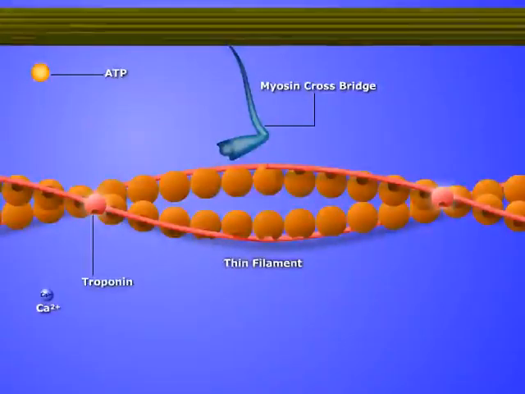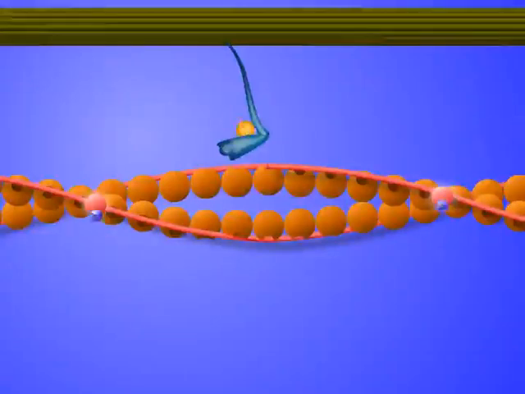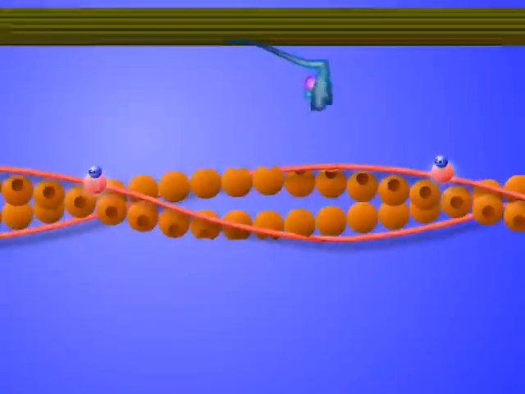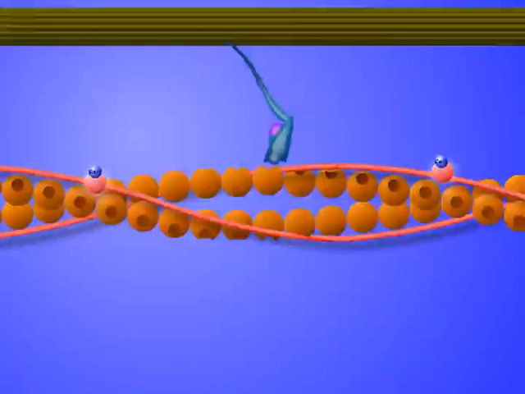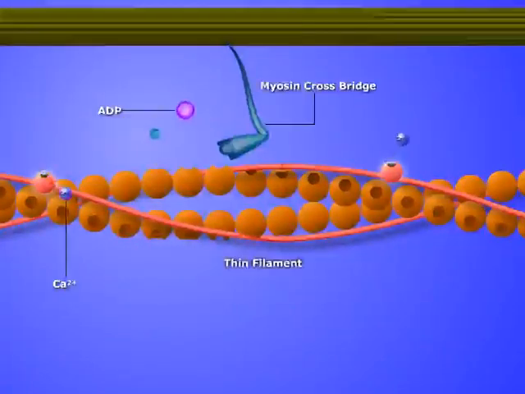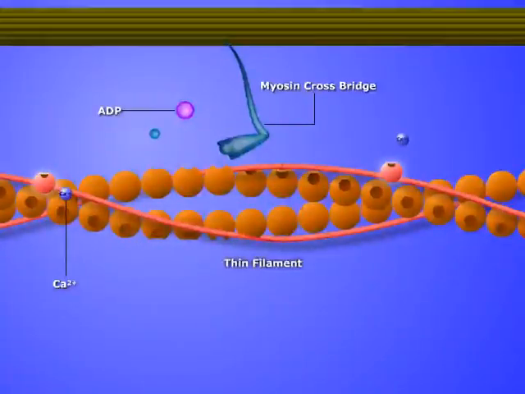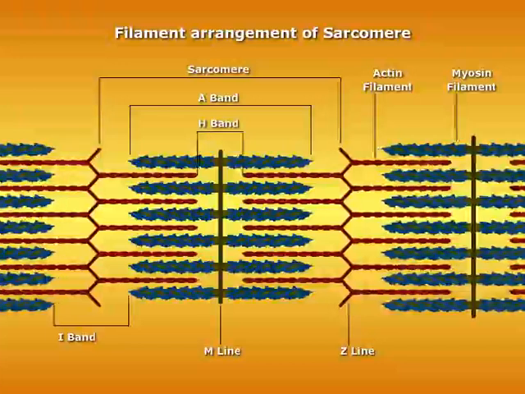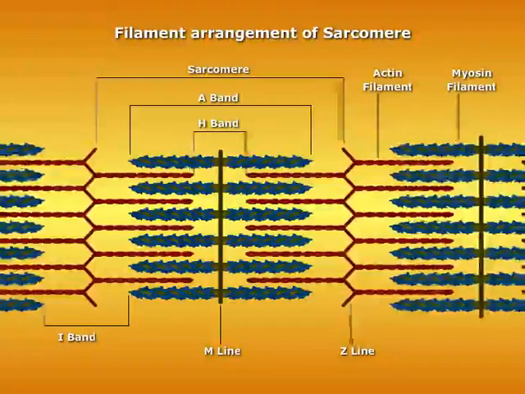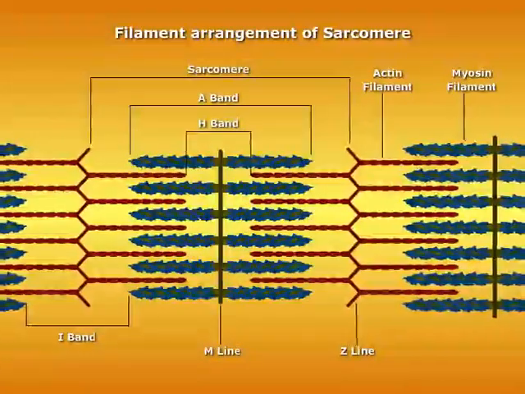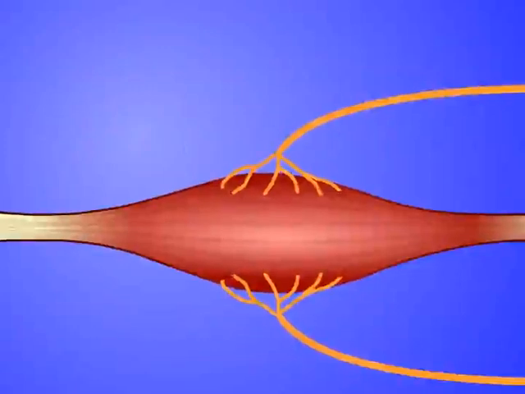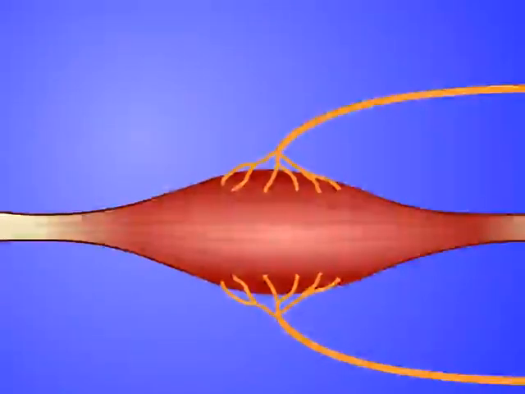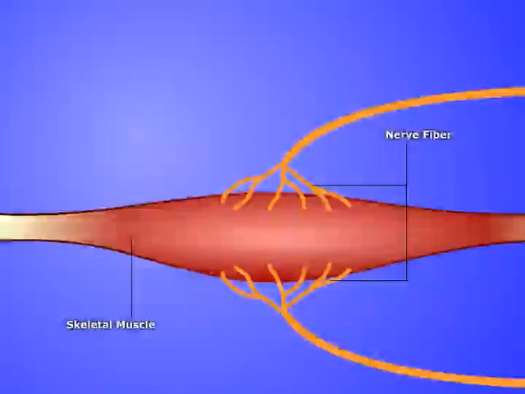Cross-bridge cycling occurs when calcium ions attach to troponin, causing tropomyosin to move and expose the attachment sites for myosin cross-bridges. It is important to understand that the binding of ATP to the myosin cross-bridge contributes to its movement. With muscle contraction, the I-band and H-band of sarcomeres are shortened. Here, the end result of the interaction between acetylcholine and nicotinic receptors within the neuromuscular junction can be seen causing muscle contraction.